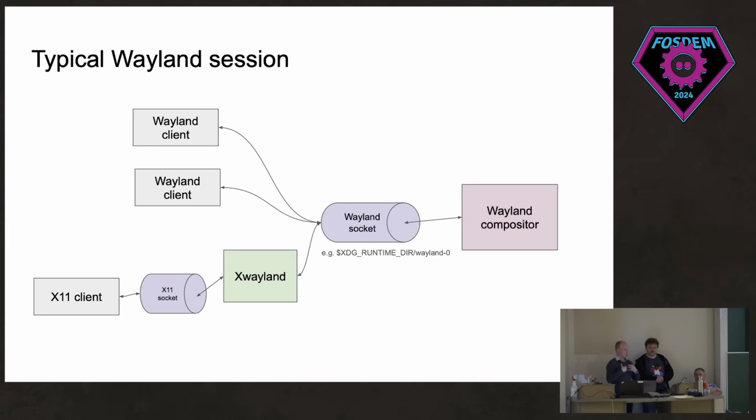So what does a typical Wayland session look like? Again, we start from the right. We have the Wayland compositor, which you start. With GNOME, it's going to be GNOME Shell. With KDE, it will be KWin. With Sway, it will be something else. And then you will start a Wayland socket, which you can listen to.